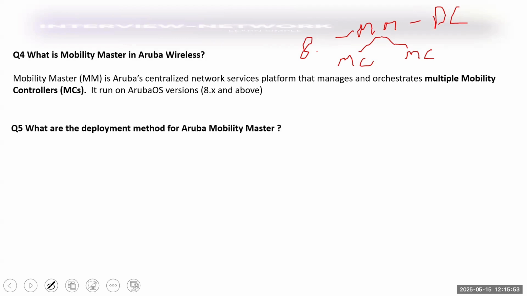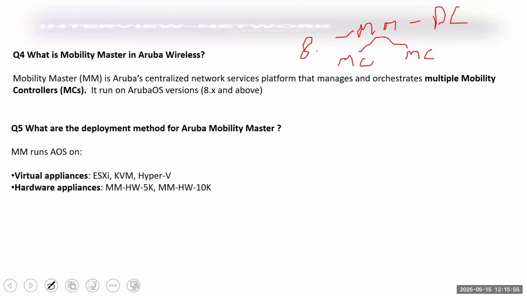What are the deployment methods for Aruba Mobility Master? Mobility Master runs as a virtual appliance. It can run on ESXi, KVM, or Hyper-V. That means you can deploy it in the data center in virtual form and manage from there. In terms of hardware, we have the Mobility Master hardware 5000 and the Mobility Master hardware 10,000 series. What is the new name of Mobility Master? The new name is Mobility Conductor.